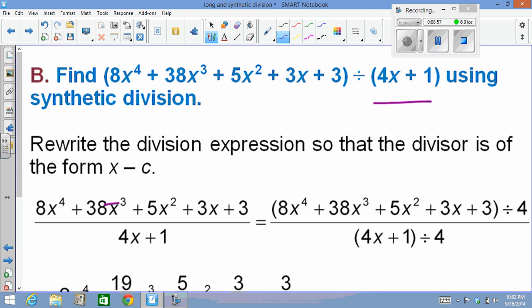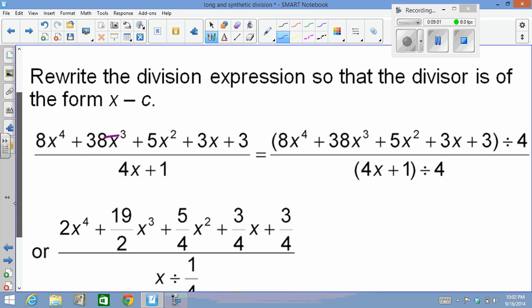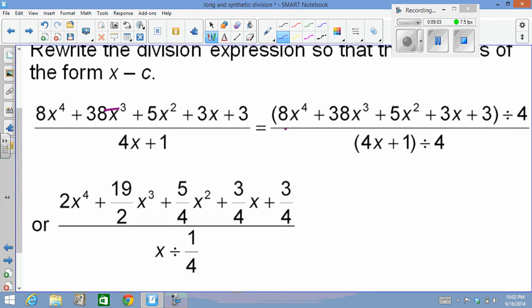And the numbers in the denominator have to be divided by 4. So when I do that, 8 divided by 4 is 2, 38 divided by 4 and reduced is 19 halves, 5 divided by 4 is 5 fourths, 3 is 3 fourths, and this 3 is 3 fourths, and I have x divided by 1 fourth. And that shouldn't be divided by 1 fourth, that should be plus 1 fourth. There we go. So now I have my polynomial that I'm going to use for long division.